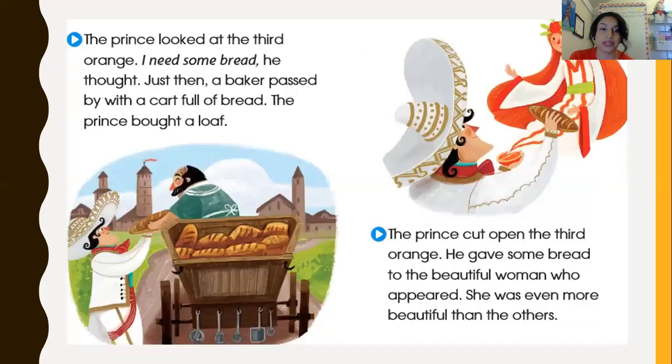Let's continue to read. The prince looked at the third orange. "I need some bread," he thought. Just then, a baker passed by with a cart full of bread. The prince bought a loaf. The prince cut open the third orange. He gave some bread to the beautiful woman who appeared. She was even more beautiful than the others.